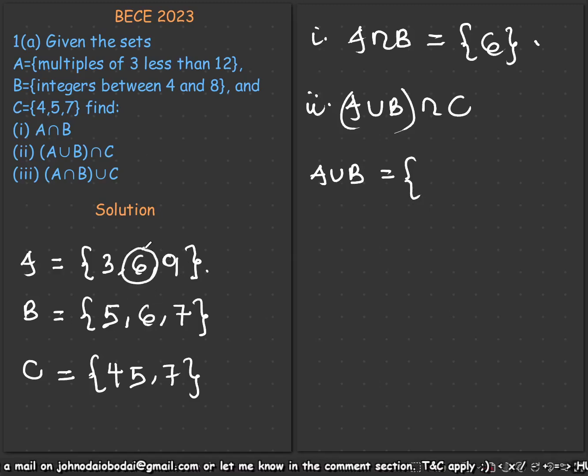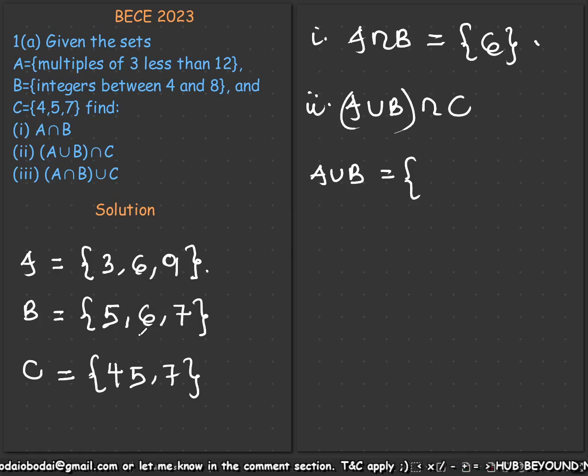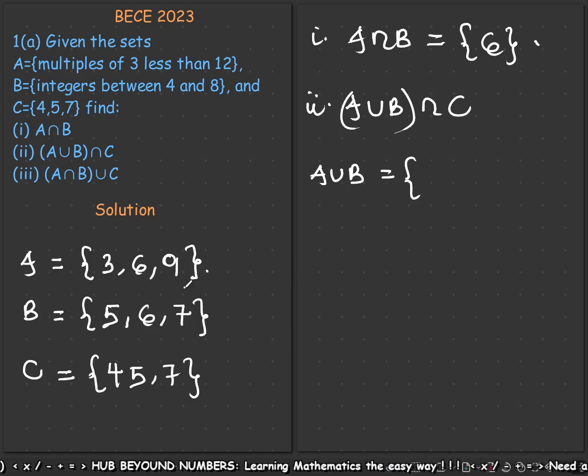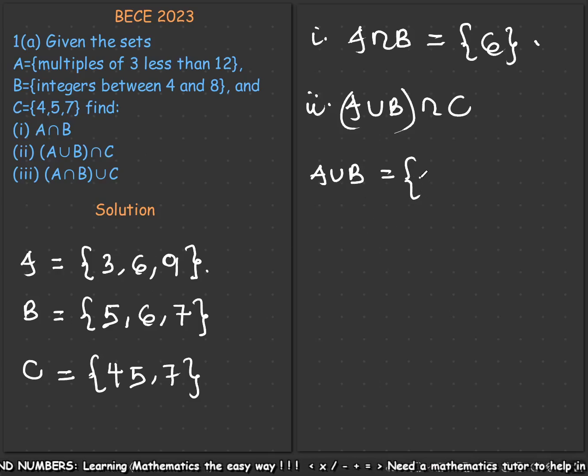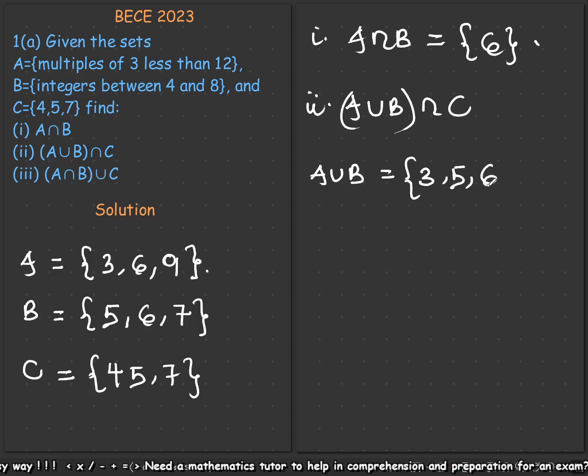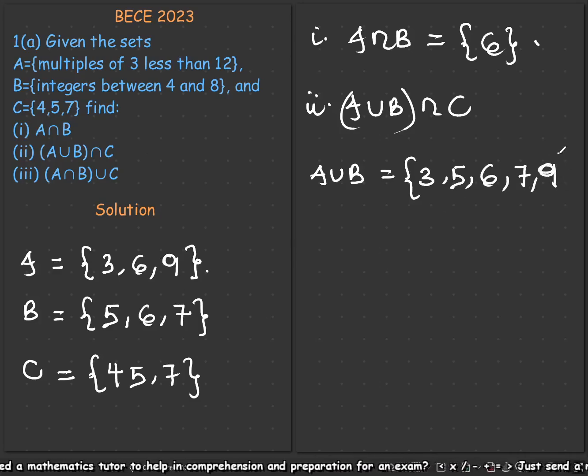Now, since there is 6 already here, we don't repeat the 6. In forming the union of sets, we don't repeat elements, and then we come to 7. You can write it that way, it's fine, but it's more appropriate if you're able to write the elements in order, if there is any order. So let's choose to write them in ascending order. You start with 3, then followed by 5. So 5 should come before 6. So 5, then 6, and then 7, and then finally we have our 9. So that is A union B.